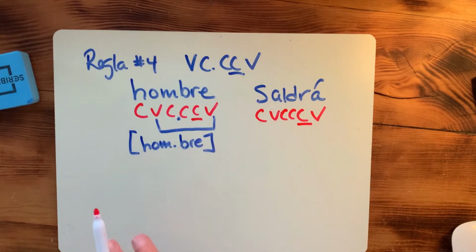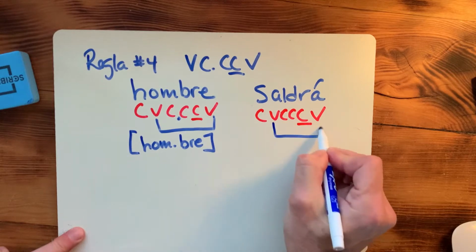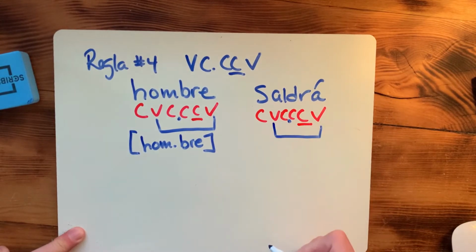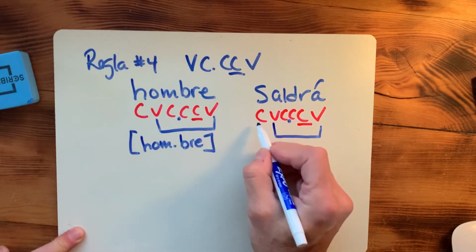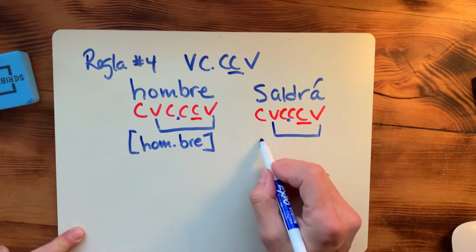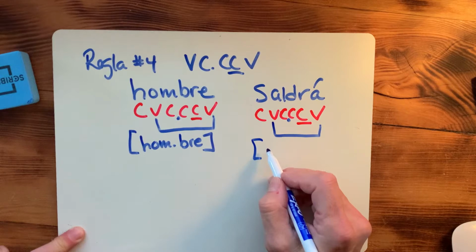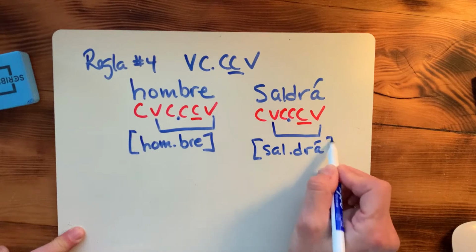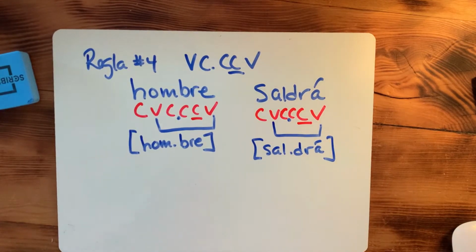Vowel, 3 consonants. I divide before the cluster. Remember, the floating consonant simply attaches itself to that first vowel. And here is that. Okay.